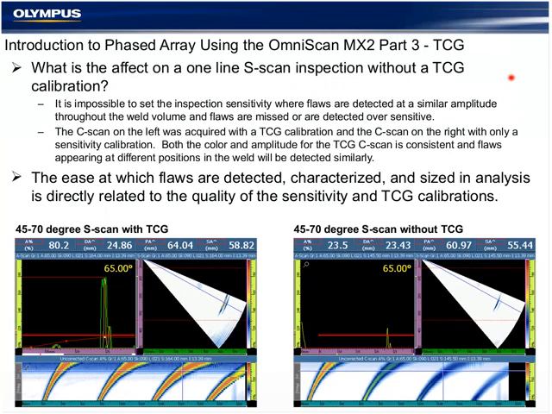So as part of the sensitivity calibration, we're going to include the TCG. What is the effect on a one-line scan inspection without a TCG calibration? The effect is it is impossible to set the inspection sensitivity where flaws are detected at a similar amplitude throughout the weld volume. Flaws are missed or are detected over-sensitive.